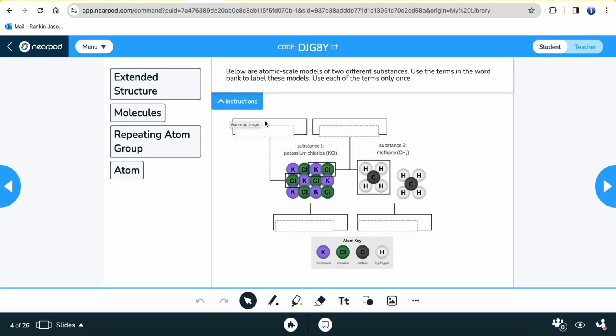Below are atomic scale models of two different substances. Use the terms in the word bank to label these models. Use each of the terms only once. All right, so pause this video and think about where these four would go. You can only use the word bank once. All right, when you have an idea of the answers, unpause it and listen to me.